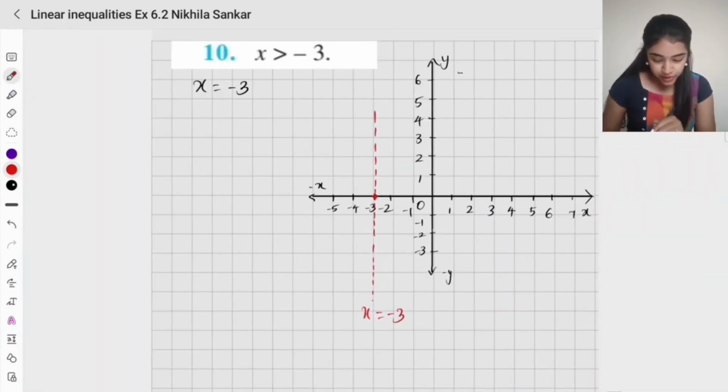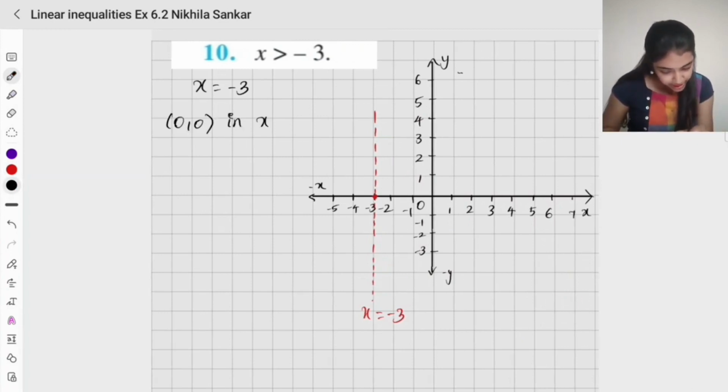So now I have to check if 0, 0 is included. So 0, 0 in x greater than minus 3. 0 greater than minus 3. 0 is definitely greater than a negative number. So this is true, which means 0, 0 is included.